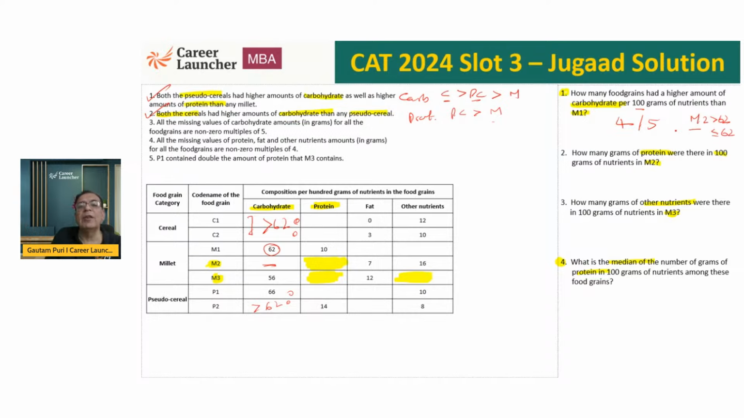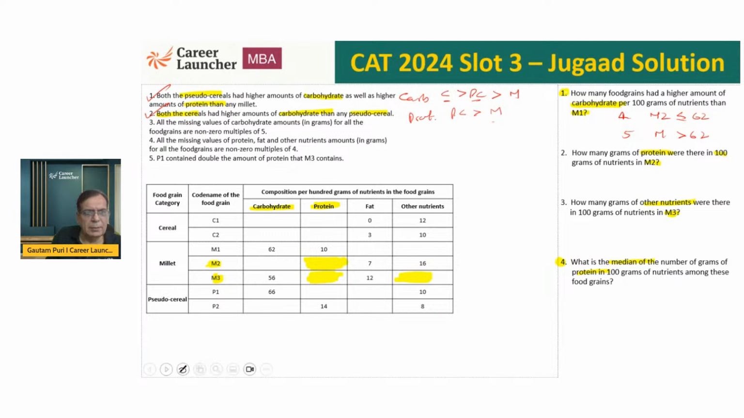If M2 is more than 62, the answer should be 5. Let me write it this way. The answer is 4 if M2 has less than or equal to 62 for the carbohydrate, and the answer is 5 if the amount of carbohydrates in M2 is greater than 62. So at least this much I understand. If later I have to guess, I'll pick one of 4 or 5, but at least this much I know so far, based on the little amount of work that we have done. Okay, let's go further.